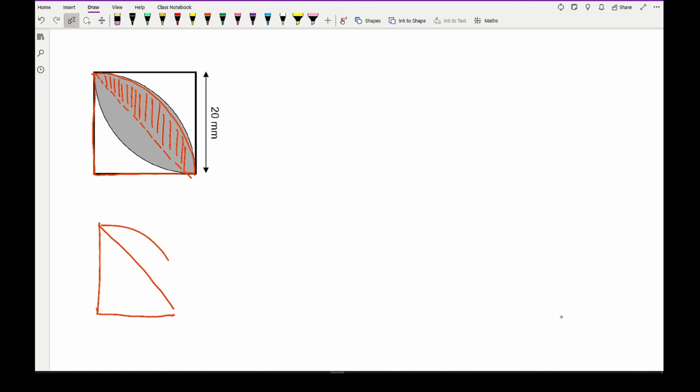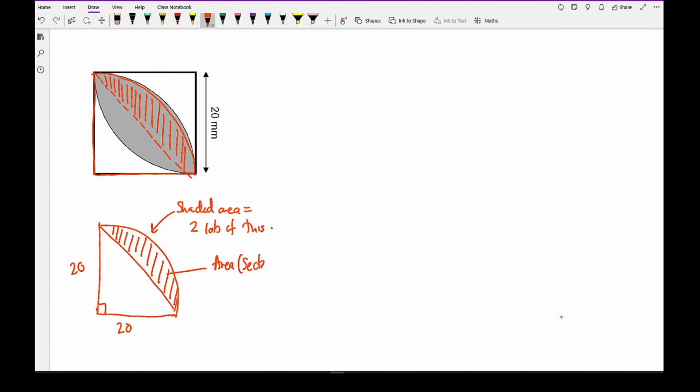So what we need to do is, if I take that particular shape out, what I'm left with is this, and the shaded area is 2 lots of that. So let's just write that down. So the shaded area equals 2 lots of this. Now we know that that's 20, and we know that it is a square. So to work out the area of this, what I need to do is the area of the sector minus the area of the triangle.